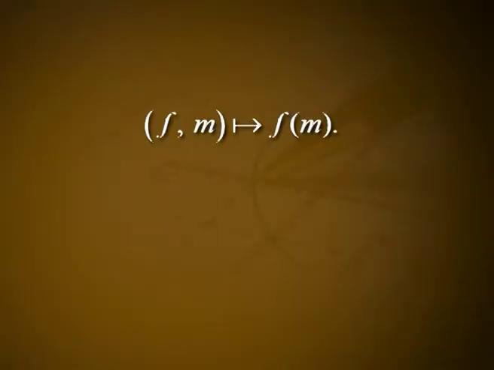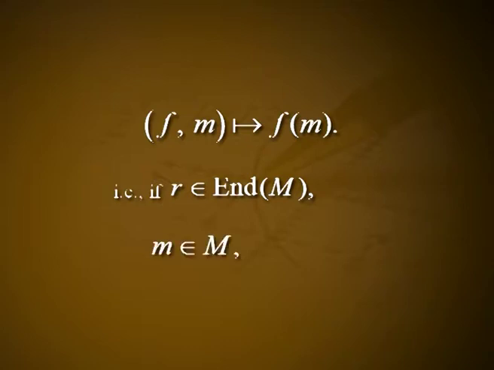Example 1. Any abelian group M is a left module over R equal to End(M), the ring of endomorphisms of M. This can be seen as follows. The structure map R cross M to M is the evaluation (f, m) to f of m. That is, if r belongs to End(M), m belongs to M, then we let rm denote the image of m by r.